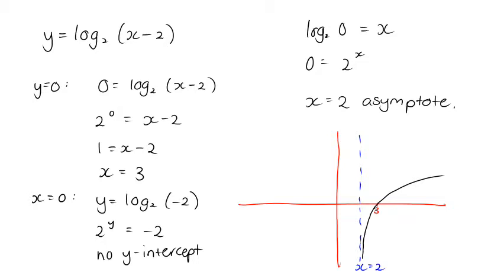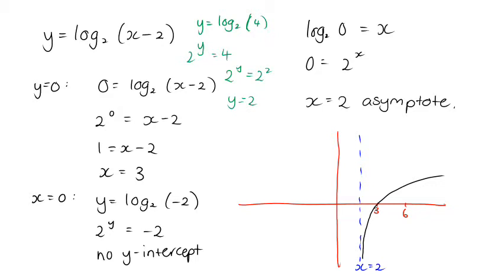So test a value like 6, for example, by putting 6 into the equation. So you'd have y equals log base 2 of 4. How do you evaluate that? Good question. Y equals 2. Because you take the 2 over, you get 2 to the y equals 4. 2 to the y equals 2 squared. Therefore, y equals 2.